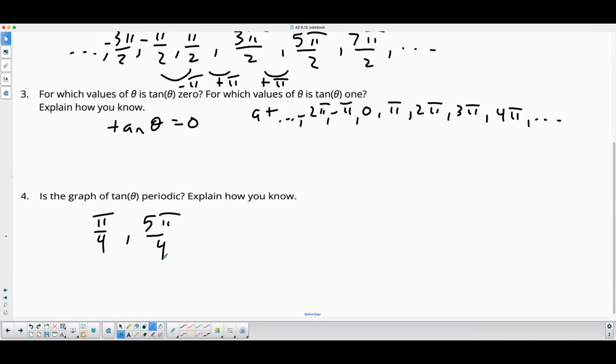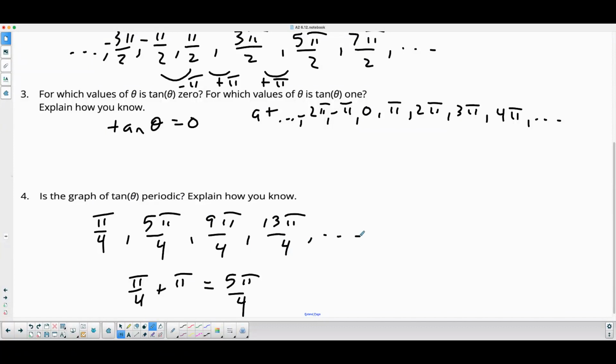And you notice those are pi units apart, okay, because pi over 4 plus pi is going to be 5 pi over 4. Okay, 1/4 plus 1 is 5/4. So that's going to be 9 pi over 4, 13 pi over 4, and so forth. If I go this way, I subtract pi, it's negative 3 pi over 4, and so forth, okay?